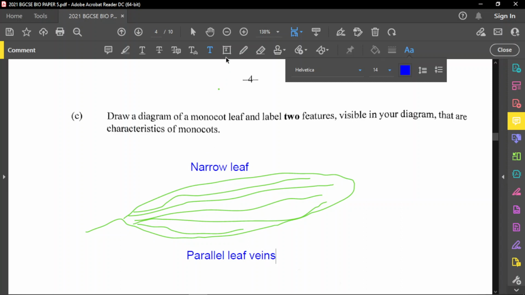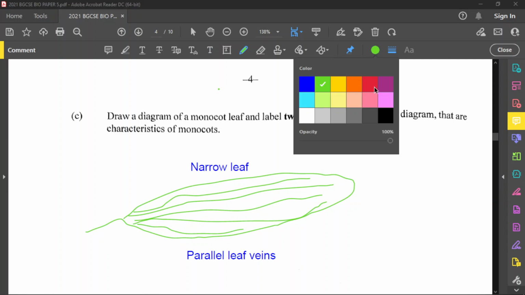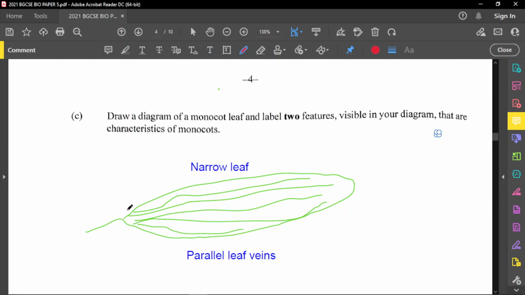And so let me just use this, let's put this back in red. So here, the entire leaf is narrow, it is a narrow leaf. And the leaf veins, which are these, are parallel leaf veins. So the leaf veins are parallel to each other. They run in one direction. So that's that for that.